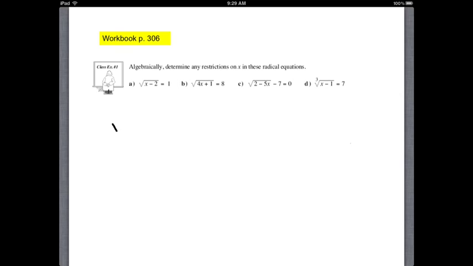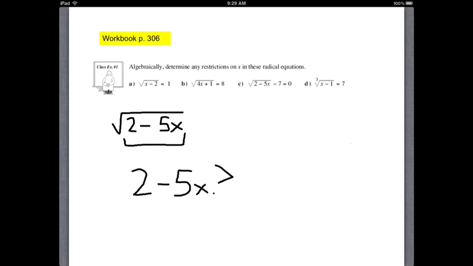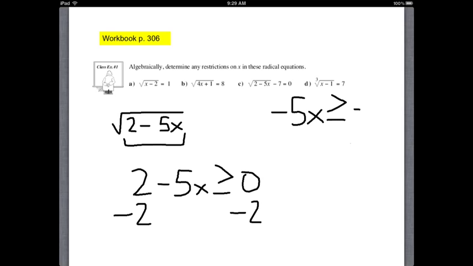For c, again, all we're dealing with is the stuff underneath the radical sign. So it's 2 minus 5x. Determining the restrictions on this one, pull this one out. So it's going to be 2 minus 5x is greater than or equal to 0. I'm going to isolate the term containing the x, so I'm going to subtract 2 and subtract 2 over here. So you've got negative 5x is greater than or equal to negative 2.